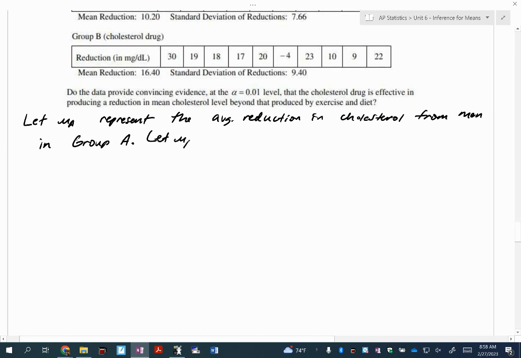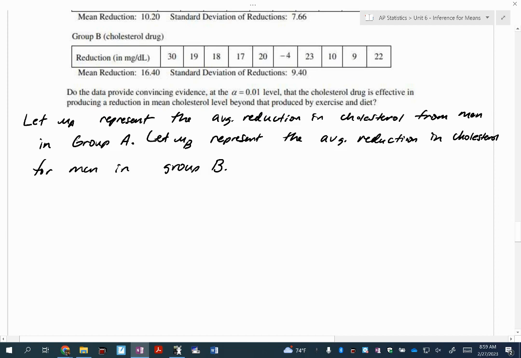Same thing for group B: let mu sub B represent the average reduction in cholesterol for men in group B. And remember, in group B, they're getting the actual cholesterol drug. It doesn't say, but we're assuming that with the use of the placebo, that control group, some type of blinding will need to be going on here.